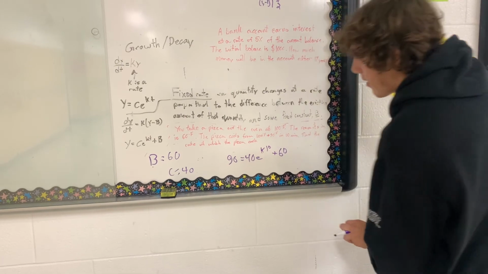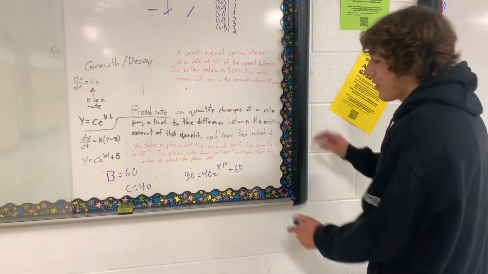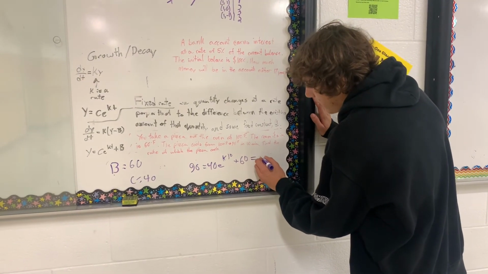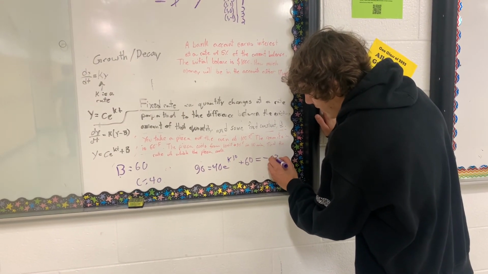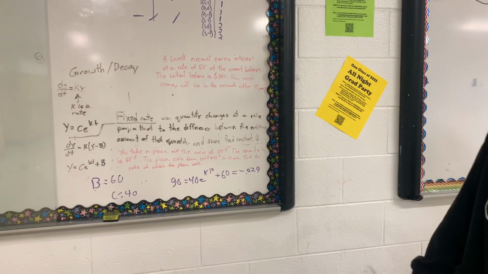All right, and then using some exponential rules and solving this, you'll get the value of k equals negative 0.029. And that's it for when you have to deal with a fixed rate.